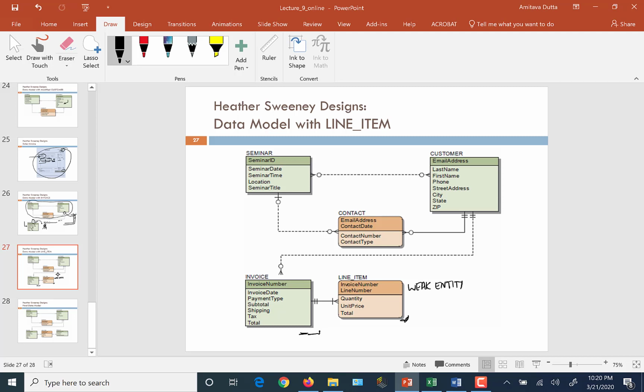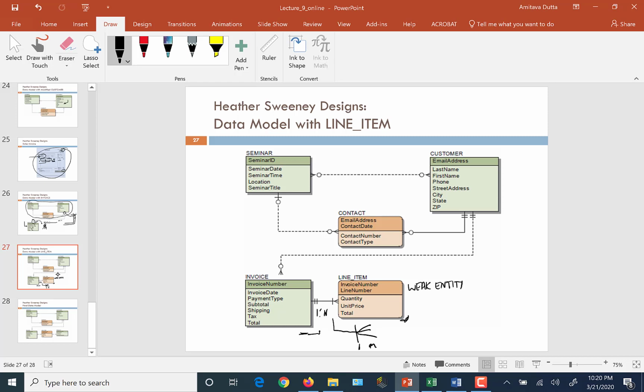And you can see that this is a one-to-many relationship, because one invoice can have at most many line items. So let me expand this picture here. It looks like this. So one invoice could have at least one and at most many line items. Okay, that's the discussion that we just had.